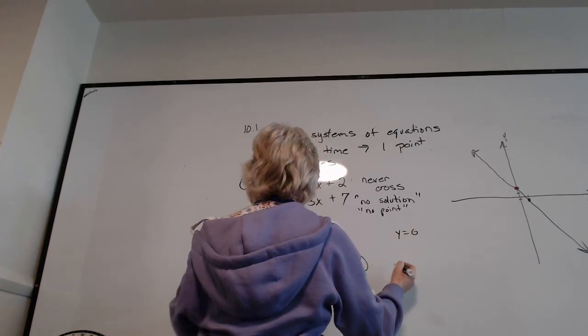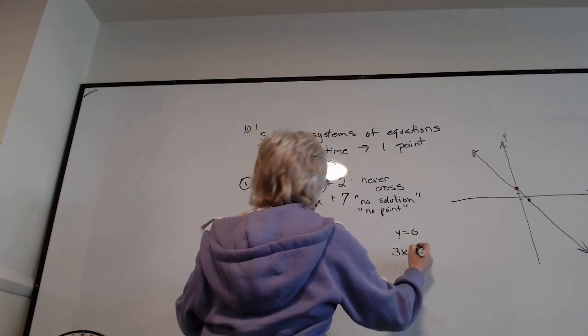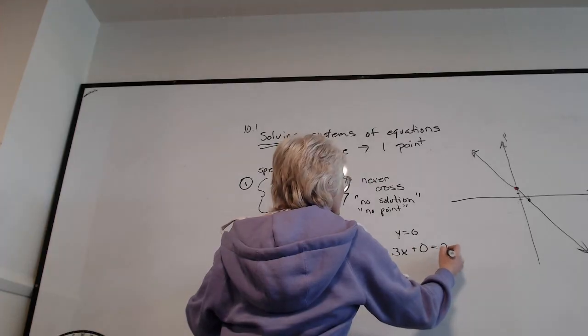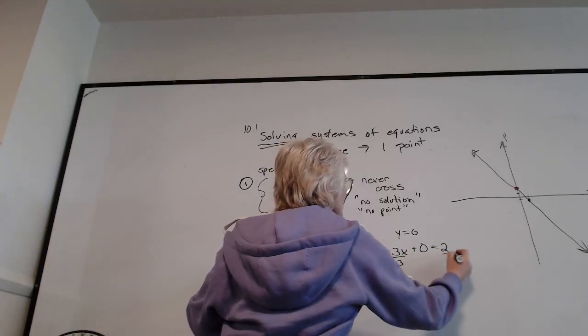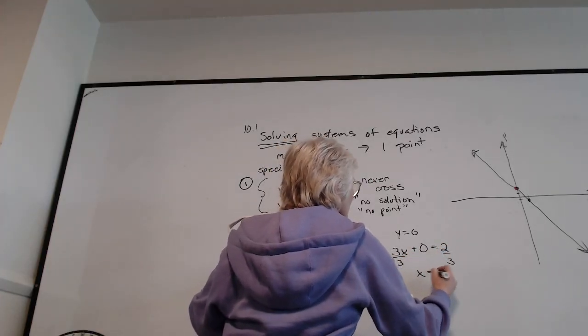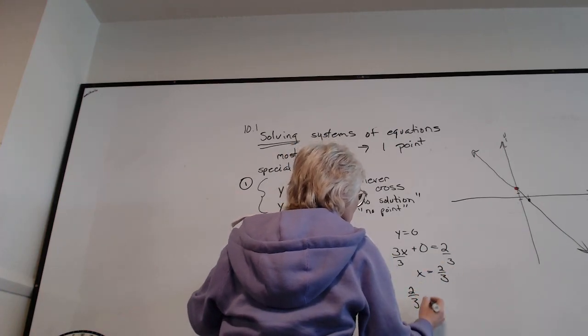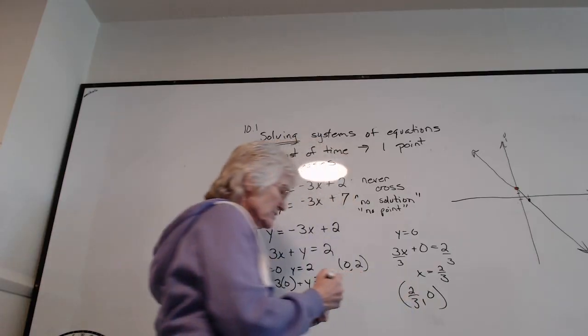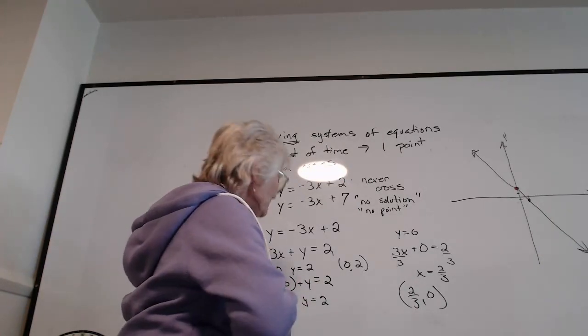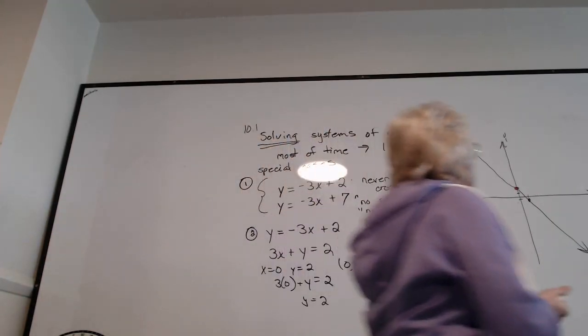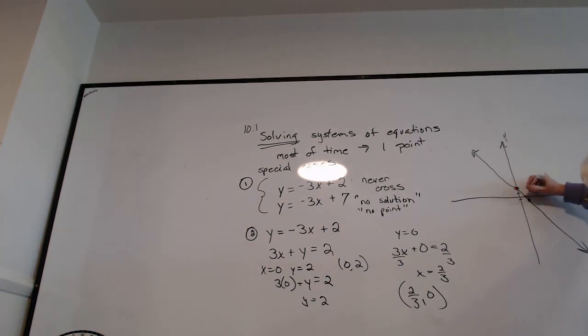So I get 3x plus 0 equals 2. Divide by 3. So I get x equals 2/3. So that's the point (2/3, 0). So I'm going to graph that. 2/3, 0.